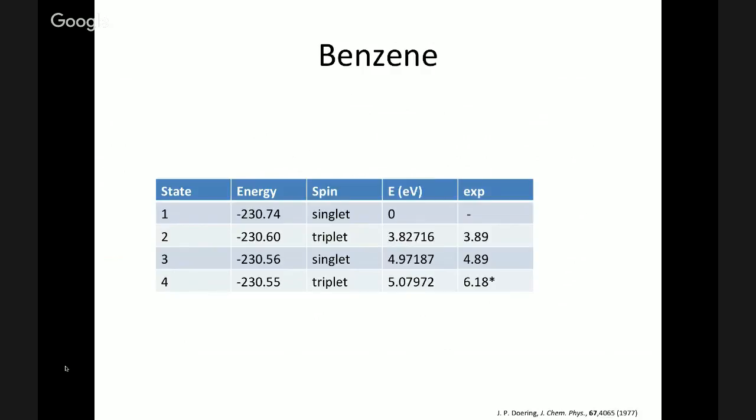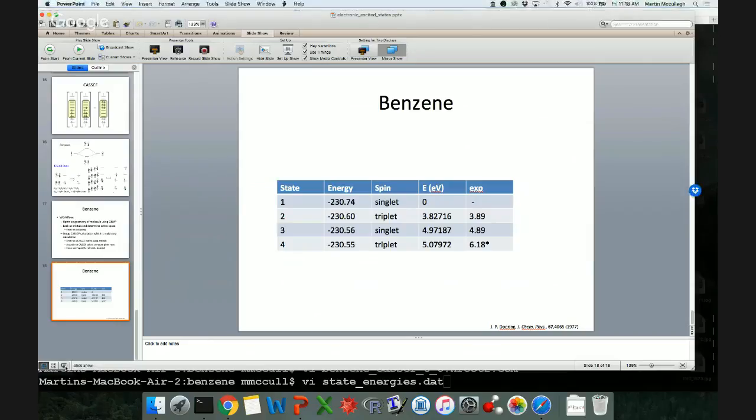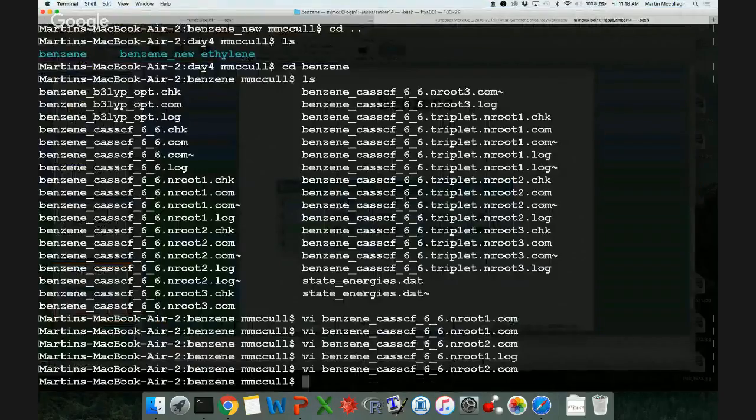Okay, so that's it. We can look at the checkpoint files, but you guys can do that on your own. So why don't I just let you guys mess around with these and think about how to do naphthalene and anthracene. I think that's the best use of time.